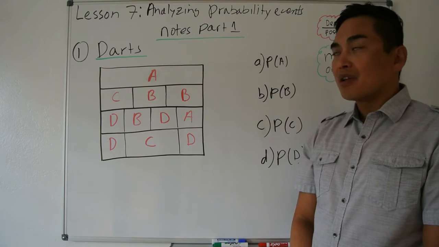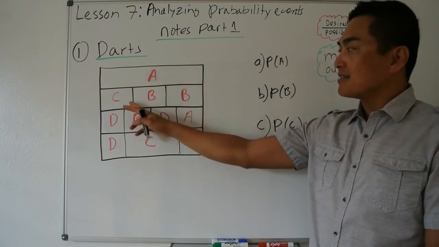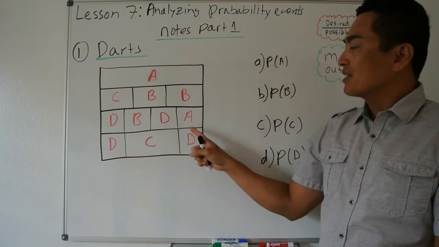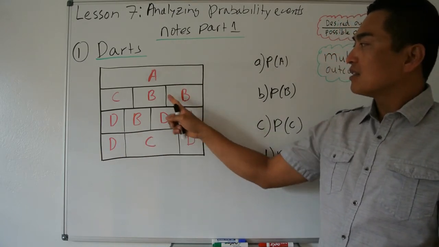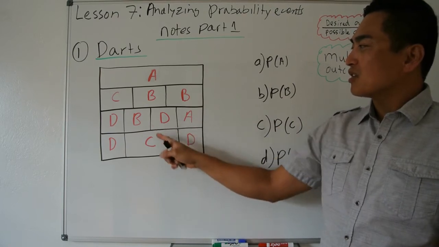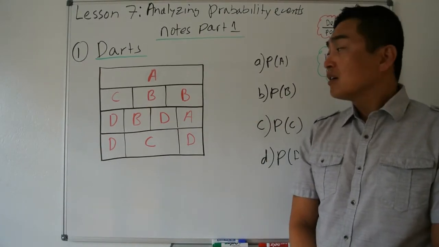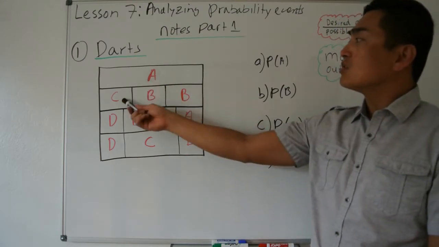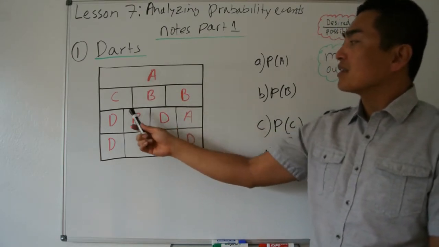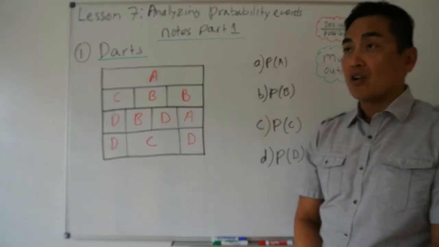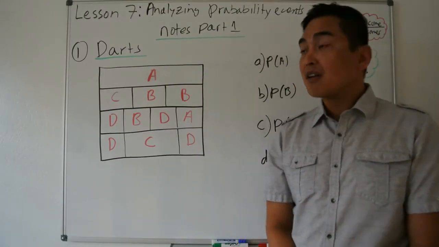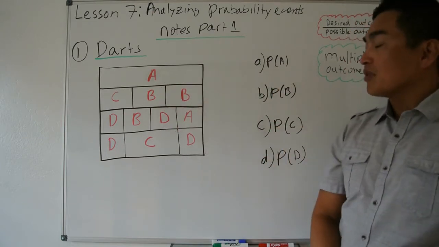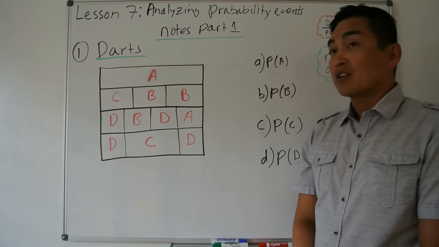So what's the probability of landing on A, B, C, and D? As you can see, there are 4 spots for D's, 2 spots for A's, 3 spots for B's, and 2 spots for C's. A lot of students and a lot of people would think, okay, so that's 1, 2, 3, 4, 5, 6, 7, 8, 9, 10, 11. There are 11 pieces to this dart. So therefore that should be 2 out of 11 for the probability of A, which is actually incorrect.